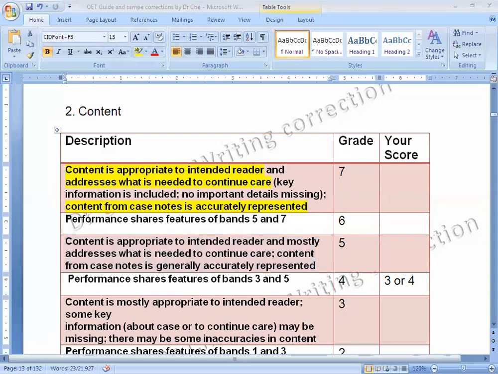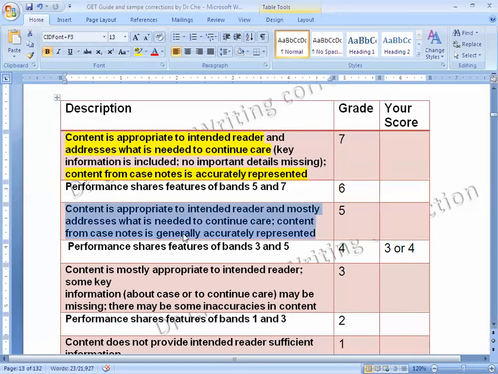Let me take Dr. Diana. Can you read here, to get 5 marks what we should do? Yes, content is appropriate to the intended reader and mostly addresses what is needed to continue care. Content from case notes is generally accurately represented. So when you transfer information from case notes into your letter, it is accurately presented. For example, if a patient is taking metformin 500 milligram, you cannot write 800 milligram. If the patient is not smoking, you cannot write that the patient is smoking. It's wrong information.